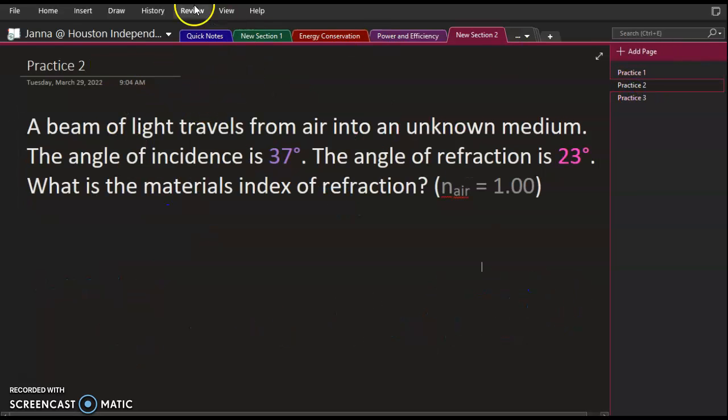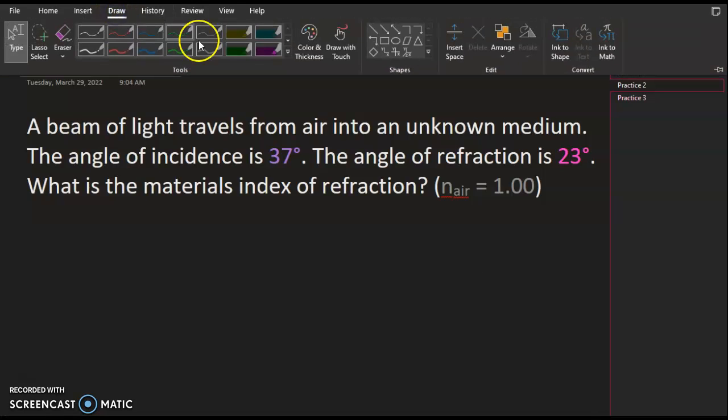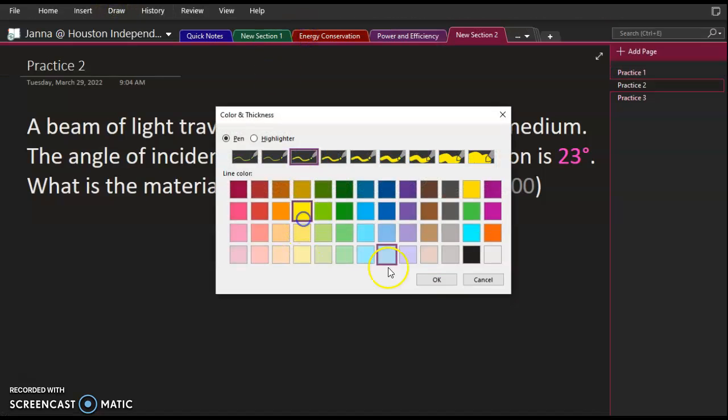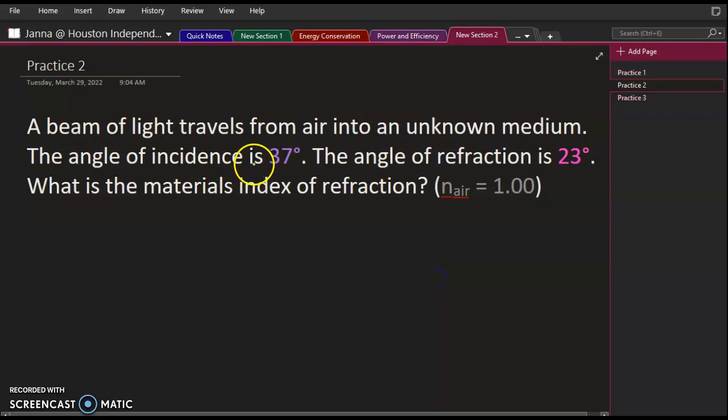Practice 2. A beam of light travels from air into an unknown medium. The angle of incidence is 37 degrees. The angle of refraction is 23 degrees. What is the material's index of refraction? There should be an apostrophe here. My apologies. Okay, we're going to use this equation.